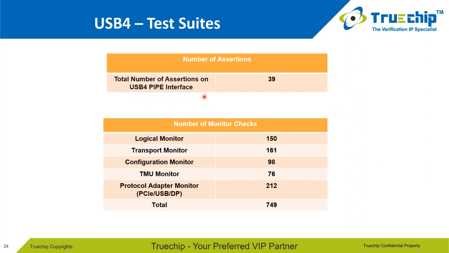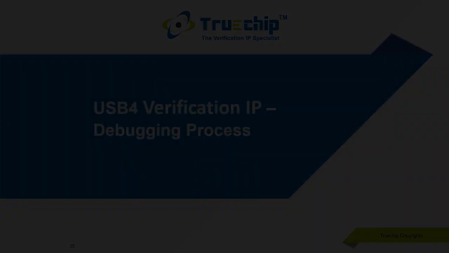Here shows the total number of assertions on the USB4 pipe interface. We have 39 assertions for that. And here we have a table for number of monitor checks that goes up to 749, which is a very huge number. We have checks in logical monitor, transport monitor, configuration monitor, TMU monitor, and protocol adapter monitor as well. Except these, the monitors for PCI, VIP, USB, DP are running separately. That goes up to a very huge number.